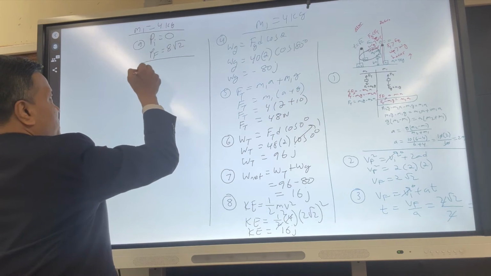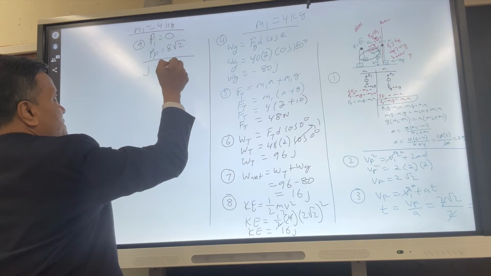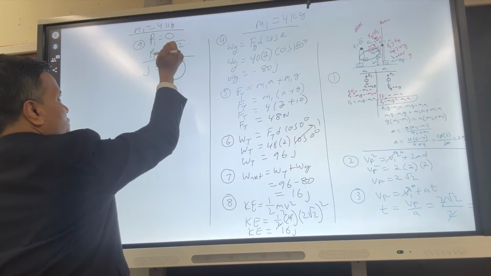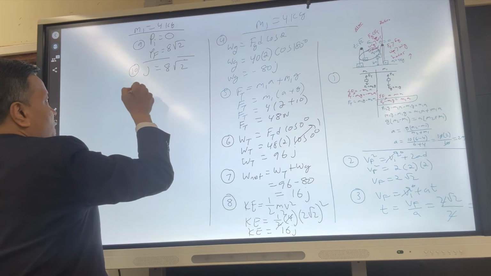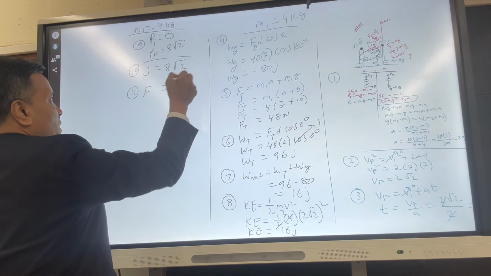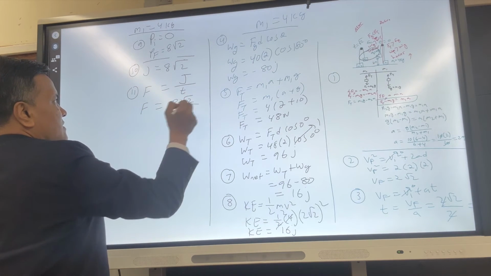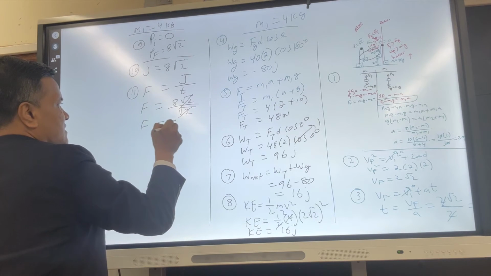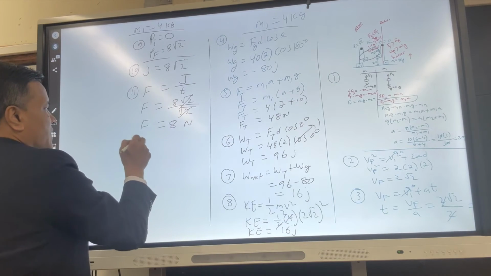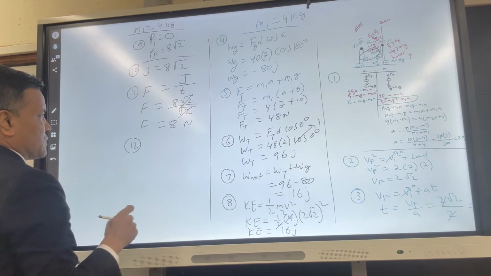So you're going to find the impulse. Impulse is momentum final minus momentum initial, so 8 root 2. This is 10. Now you're going to find force. Force is impulse over time, so force is 8 root 2 over root 2. So force is 8. We're going to verify whether that is correct. Force is actually 8 Newton.